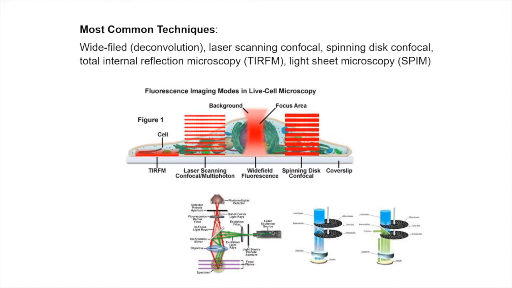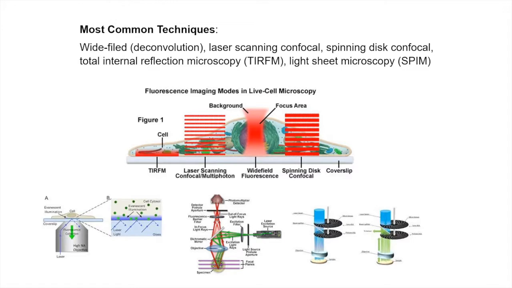If you need faster temporal resolution, one could go to spinning disk confocal, which is basically a Nipkow spinning disk system that creates a pattern of illumination at the same time and rotates it. It also has reasonable confocality to make several slices and look at live cells.